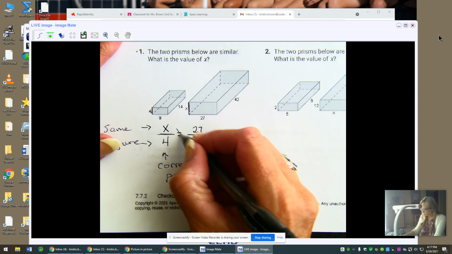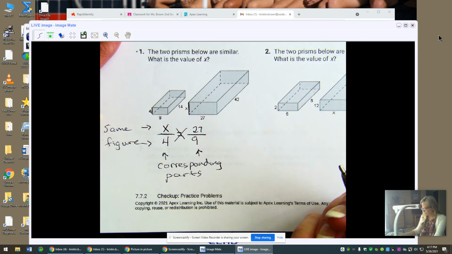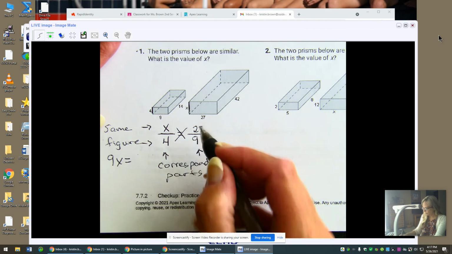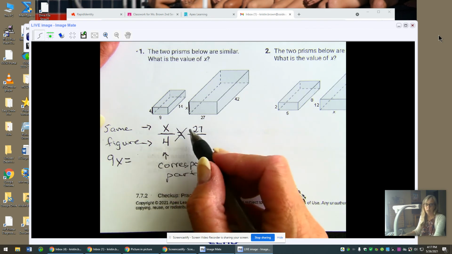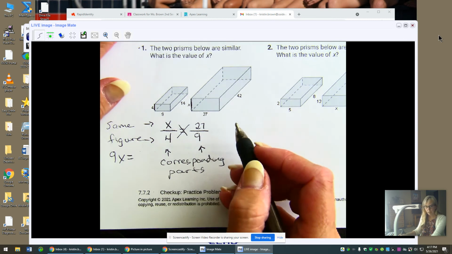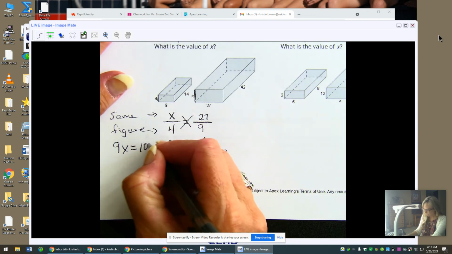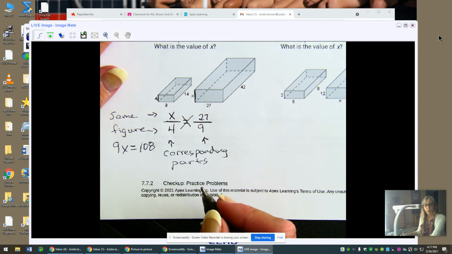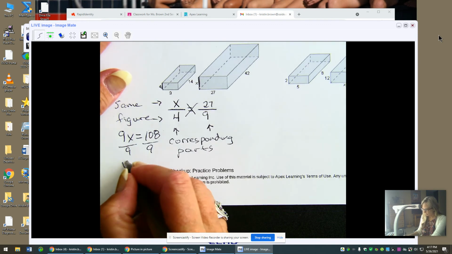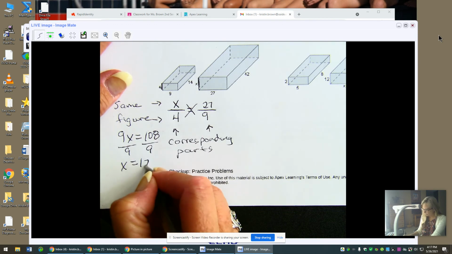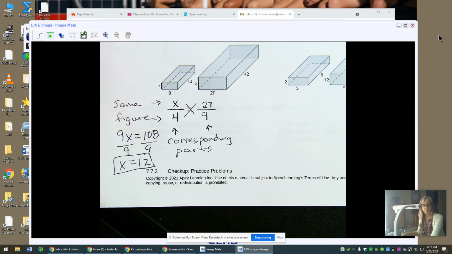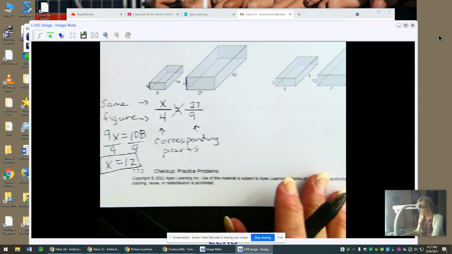And now we're ready to cross multiply. So x times 9 is 9x, and that's going to be equal to the product of the other numerator and denominator combination. Let your calculator help you out, and you get 108. And then solve for x. Divide out the 9, and you get 12. Good stuff. I'm going to let you do the next one.